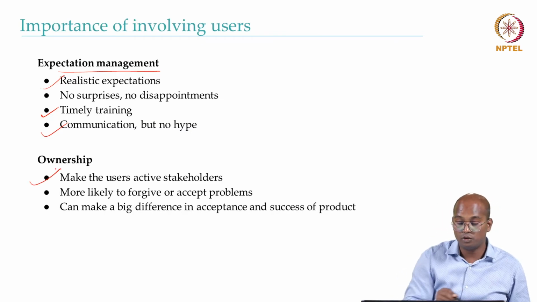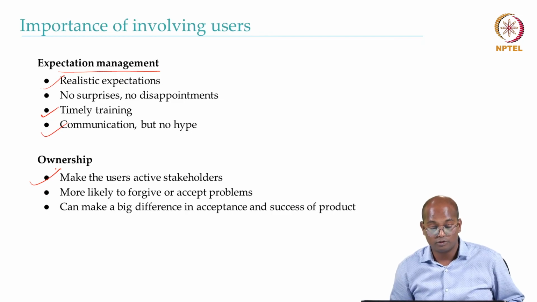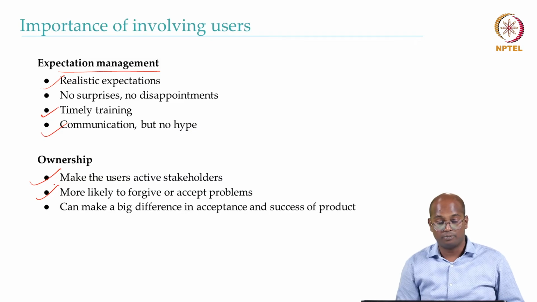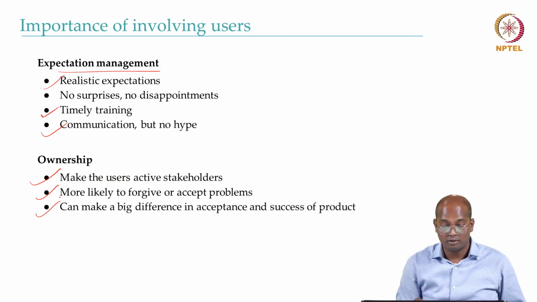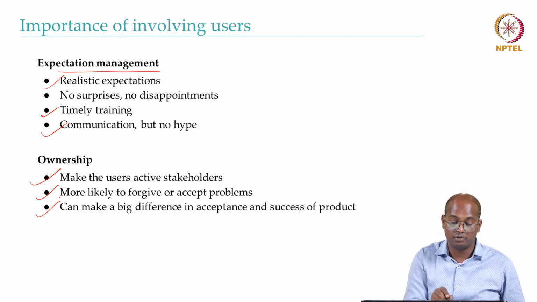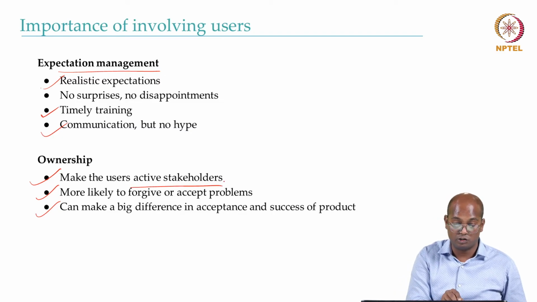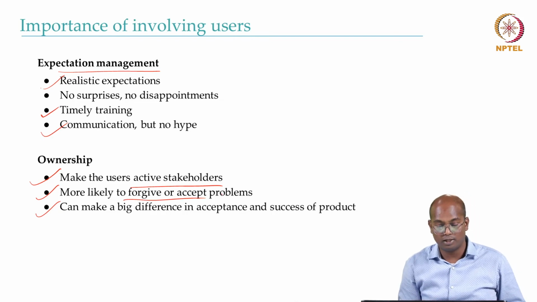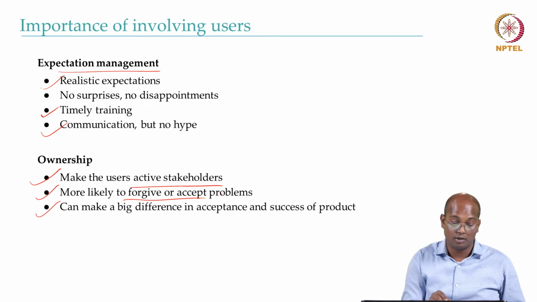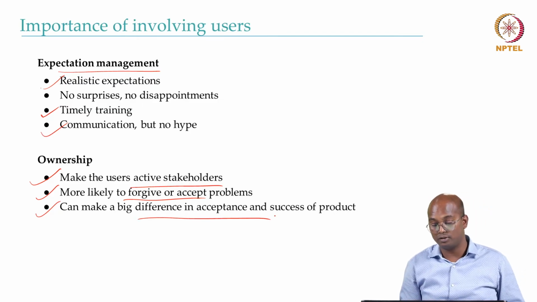Ownership: make the users active stakeholders, who are more likely to forgive or accept, and this can make a big difference in the acceptance and success of the product. If you can give users ownership and they are very happy with this, they will be actively participating. They tend to accept or forgive because they know the reality, how much is possible and what is not, and it can make a big difference in acceptance and success of the product.